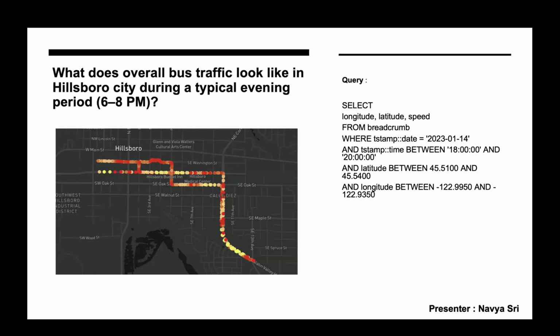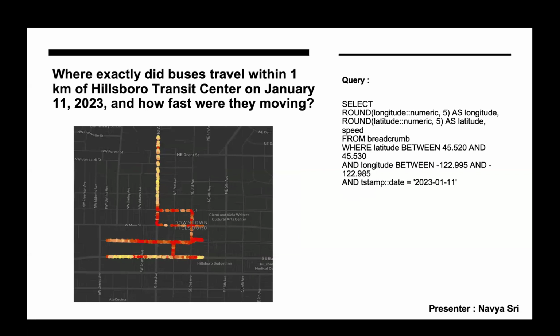Let's go to the second slide. The second visualization talks about anything specific within a 1 kilometer radius of Hillsborough Transit Center. That's where the majority of us take the bus from. So it would be easier to understand if we miss any of those stops, then we can probably catch up at the next one based on the direction that we head. That's something we would like to know.